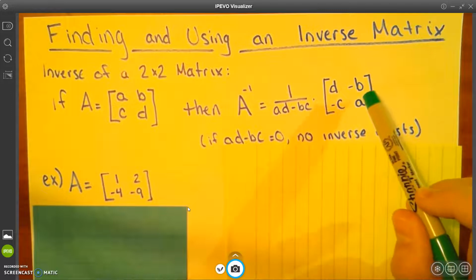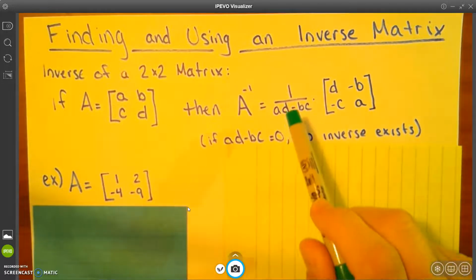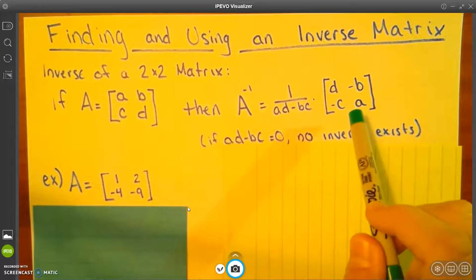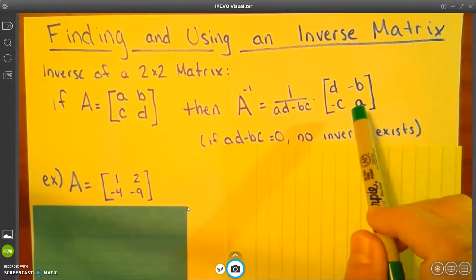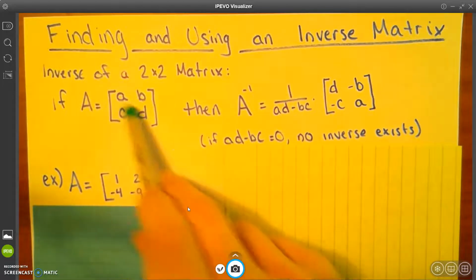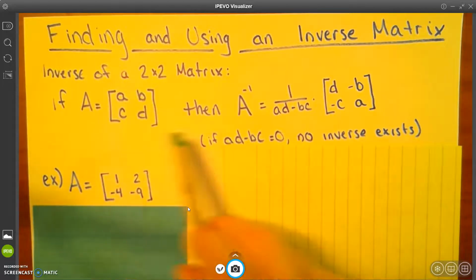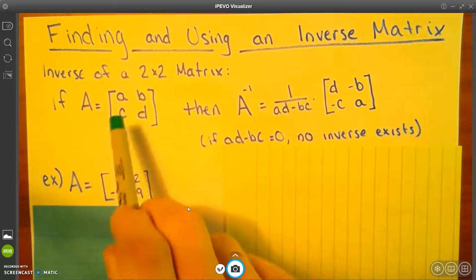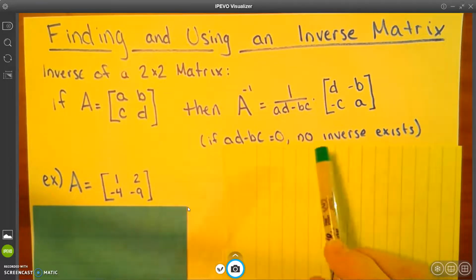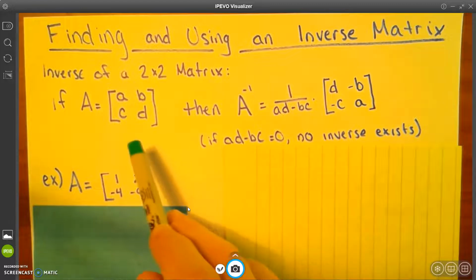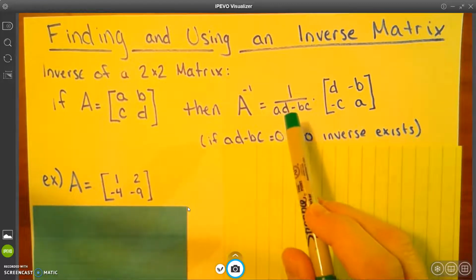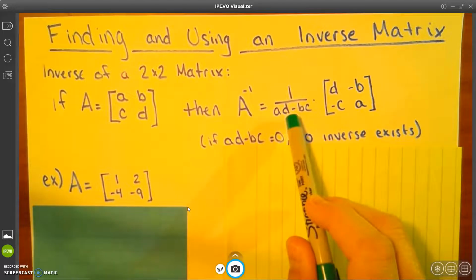Once you move things around here, this coefficient, whatever it comes out to be, is then distributed into these four new terms. The coefficient is going to be 1 over AD minus BC, those being the A, B, C, D terms of the original. Now, if that denominator ends up being 0, that just means there's no inverse that exists. So not every 2 by 2 has an inverse, and the way we would know instantly is by looking at this denominator.